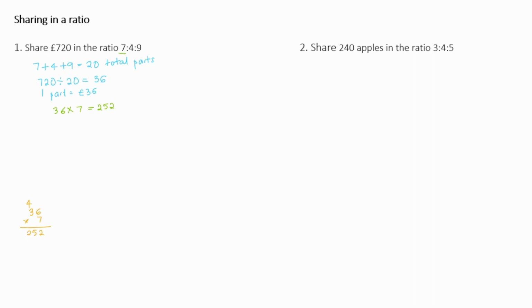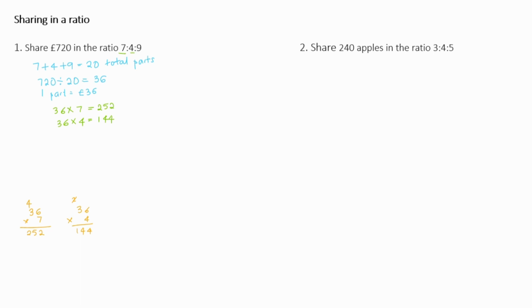To find how much is represented by 4 parts, we are going to do 36 times 4. Again, we could put that into column method. 6 times 4 is 24. And 3 times 4 is 12. 12 plus the 2 gives us 14. So 36 times 4 is 144.